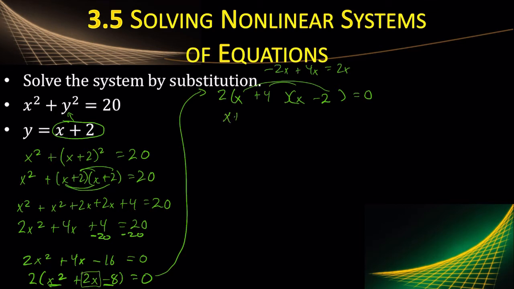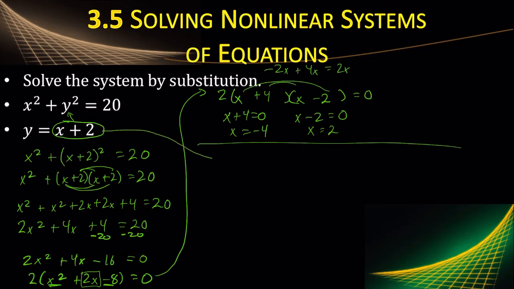Now take each factor equal to 0. Wait, why don't I do 2 equals 0? Because 2 doesn't equal 0, and it also doesn't have an x. I just want the x parts. So x is negative 4, and x is 2. Now here's an interesting thing. Which one of those do we plug in?